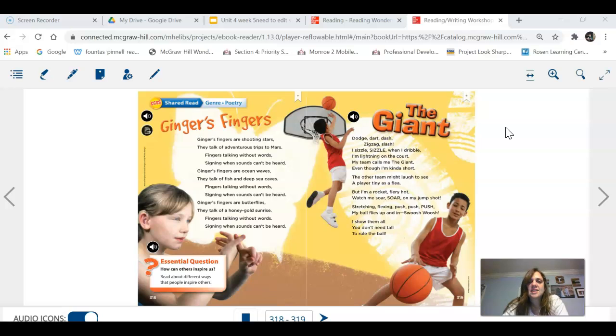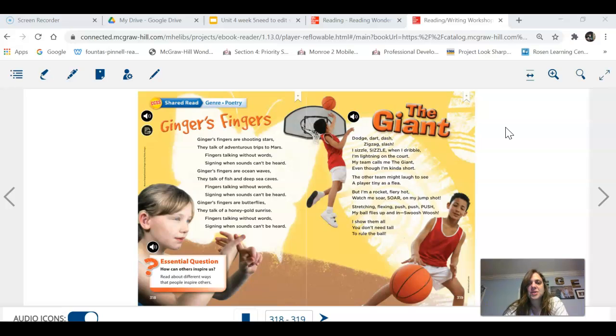The Giant. Dodge, dart, dash, zigzag, slash. I sizzle, sizzle when I dribble on lightning on the court. My team calls me the Giant, even though I'm kind of short. The other team might laugh to see a player tiny as a flea, but I'm a rocket fiery hot. Watch me soar, soar on my jump shot. Stretching, flexing, push, push, push. My ball flies up and in, swoosh, whoosh. I show them all you don't need tall to rule the ball.